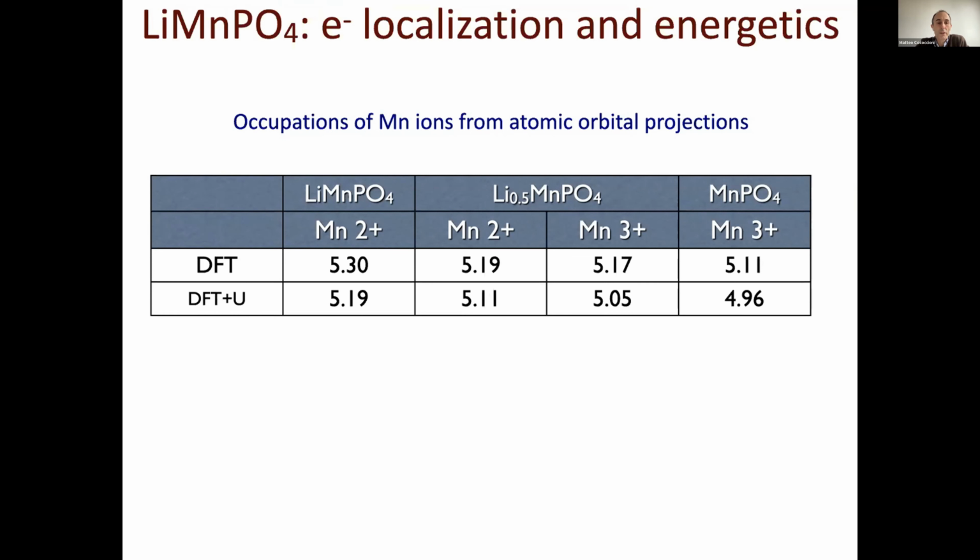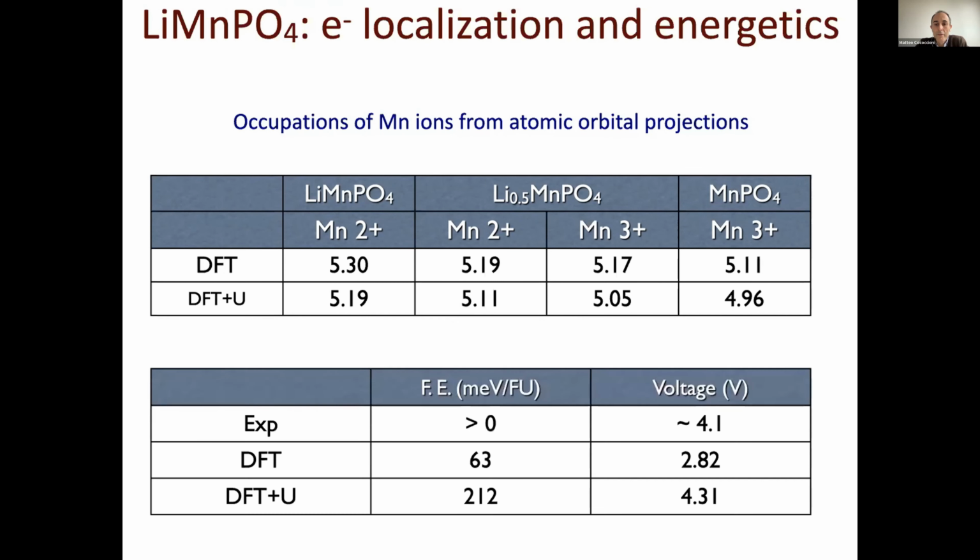However, if you try with the standard +U correction, you still don't get very good results. And if you check the energetics, you see that although you have positive formation energy, the voltage is improved with respect to the plain DFT, but not too accurate compared to the experimental plateau. Okay, so what's going on?